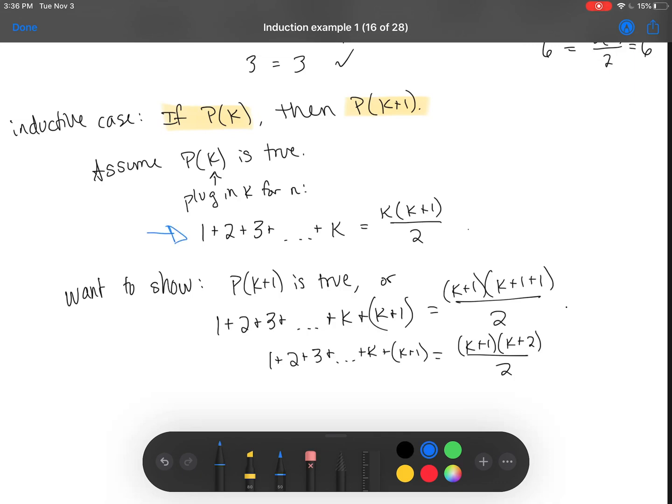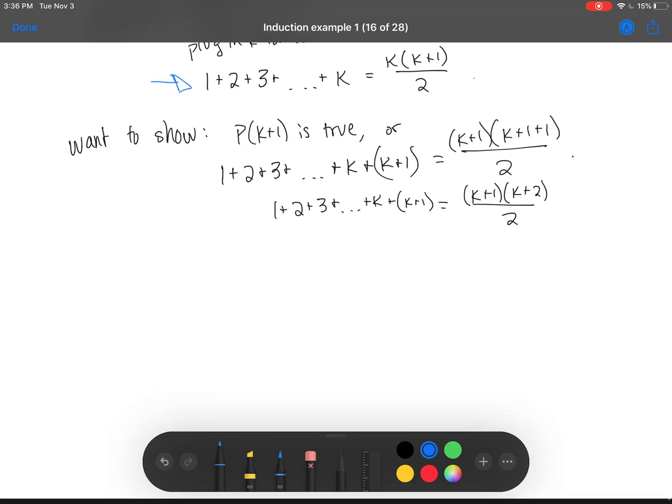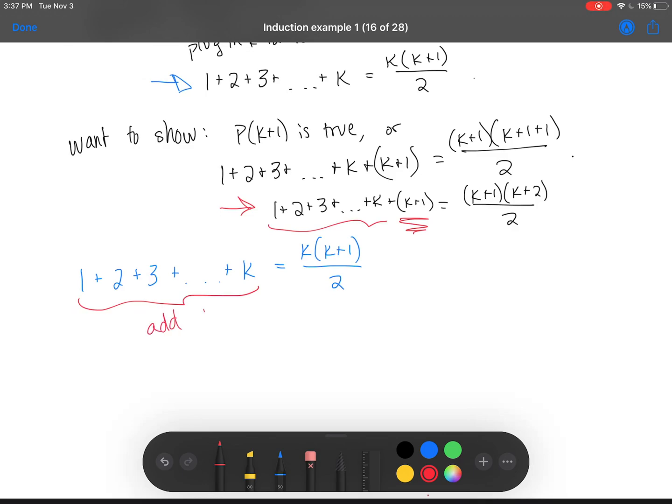We need to start with what we know, and what we know is what we get to assume, which is this equation up here. So I'm going to take this and write it down again, just switching to blue for fun. And since we want to show that this equation right here is true, it makes sense, since right here we have the sum of the numbers 1 through k, and here we have 1 through k, we can just add this last term, this k plus 1, into our left-hand side over here.